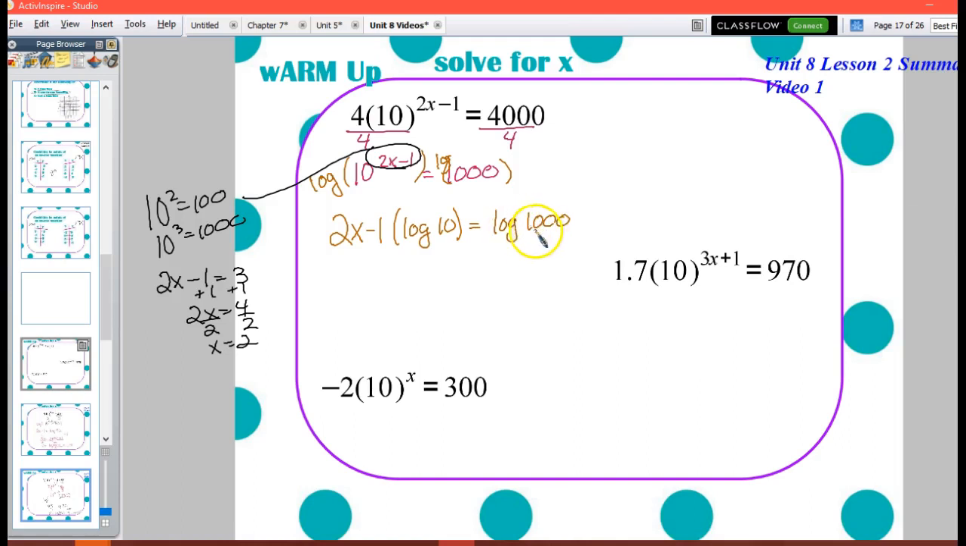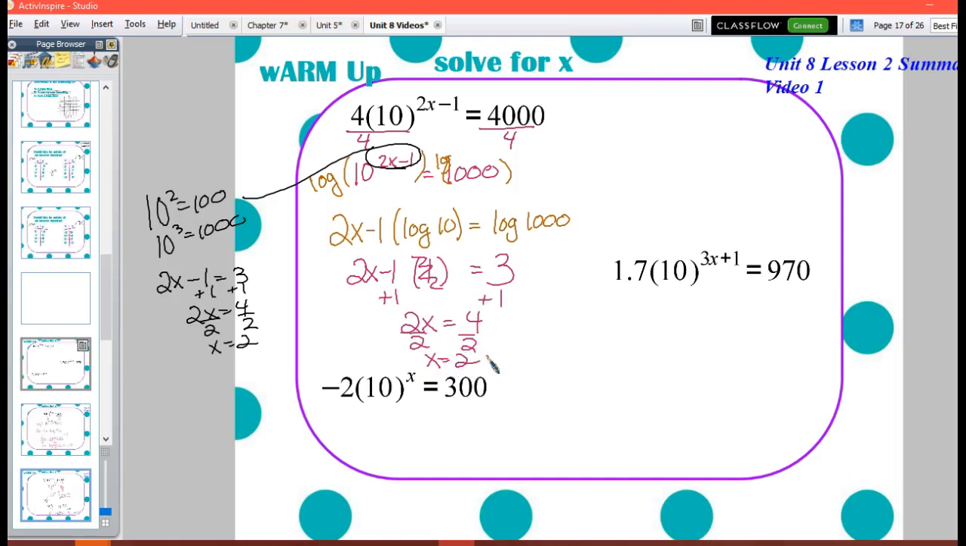When you log 1,000, you can write on your calculator, that means 10 to what power is 1,000? Well, that's 3. 10 to what power is 10? That's 1. Now you don't have to write the 1. I won't in future times here. But there we have 2x minus 1 times 1. So since that's essentially gone, now I'm going to add 1 to both sides, and I get 2x equals 4. Should look familiar here. Divide by 2, I get x equals 2.